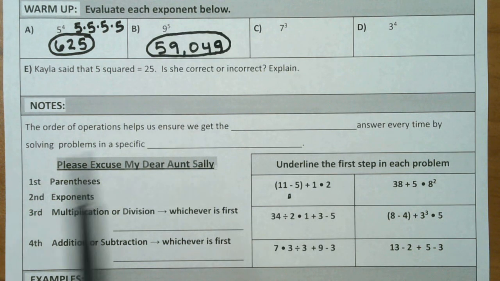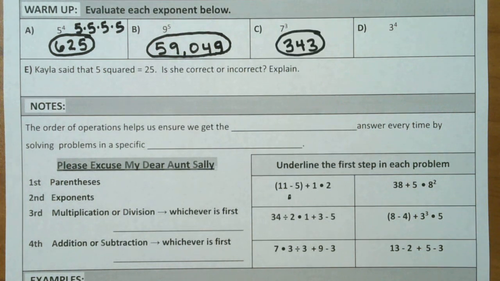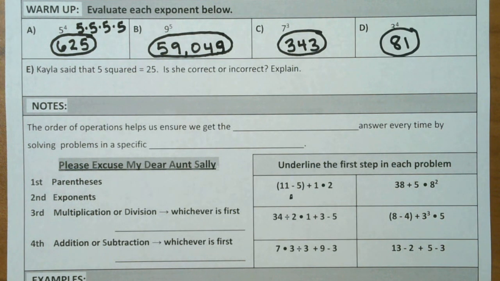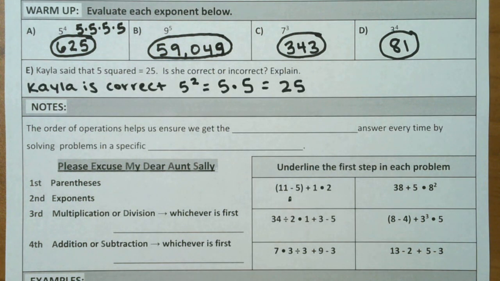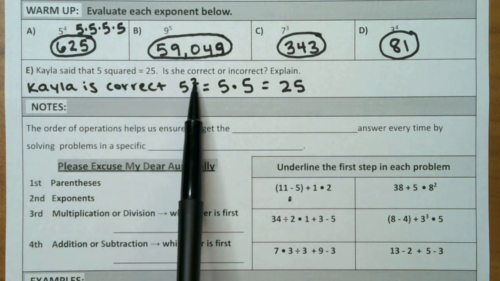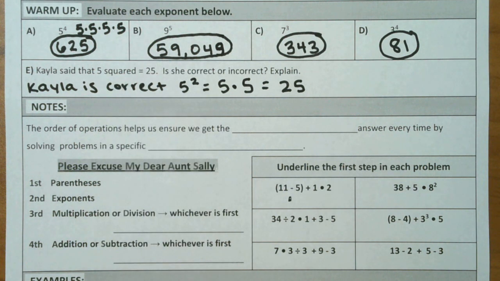For problem B, you should get 59,049. For problem C, 343. For problem D, 81. And then for problem E, Kayla is correct. 5 squared equals 5 times 5, which equals 25. Remember, squared is always to the 2nd power.